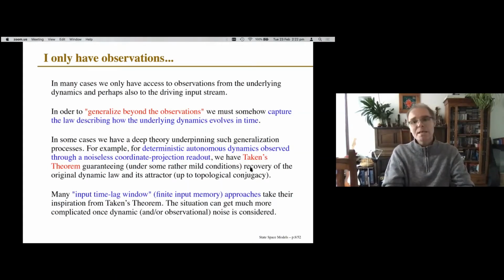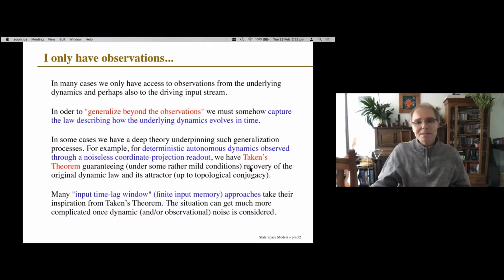But of course, it's up to topological conjugacy. That means, if your underlying attractor is a circle, with this technique, you may recover a square or a triangle. But for topologists, a square is the same thing as a circle. So, right, up to topological deformations. One-to-one and continuous in both forward and backward.